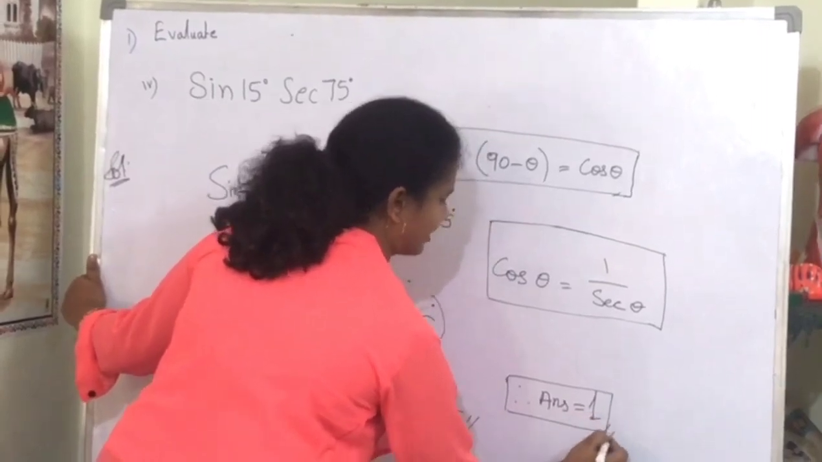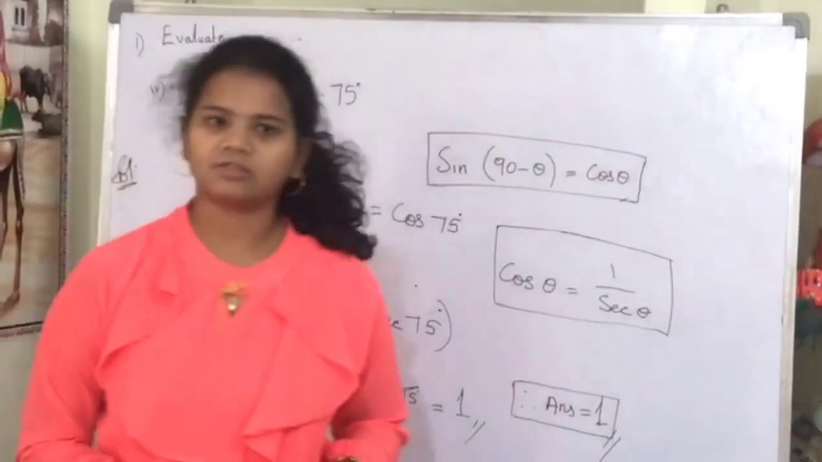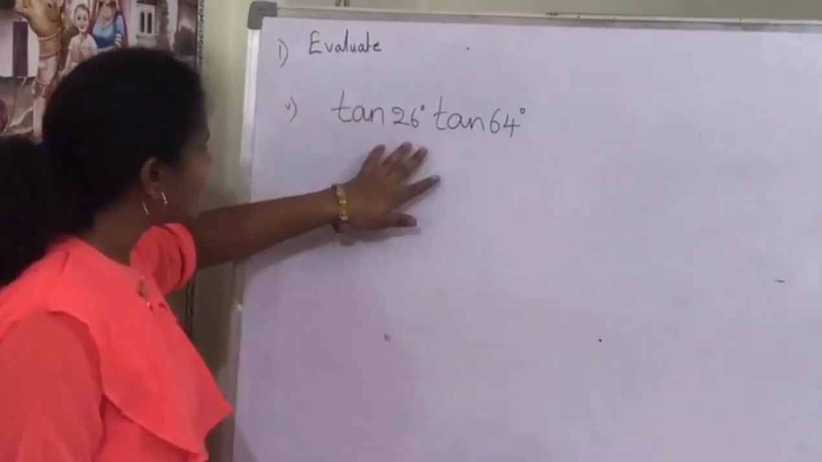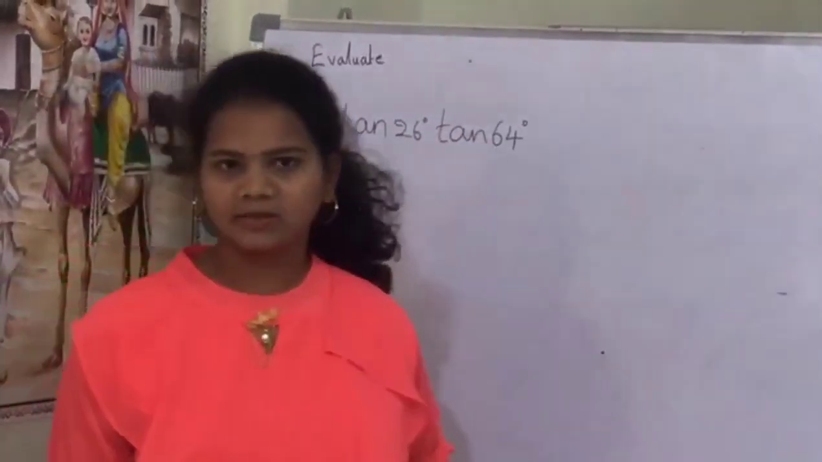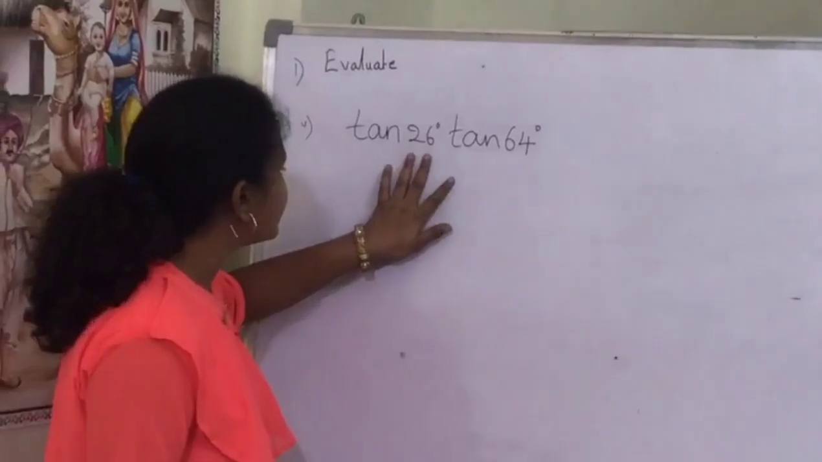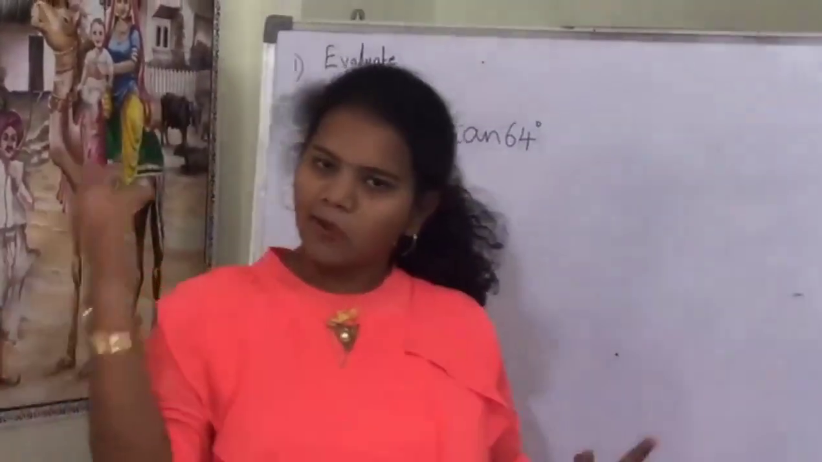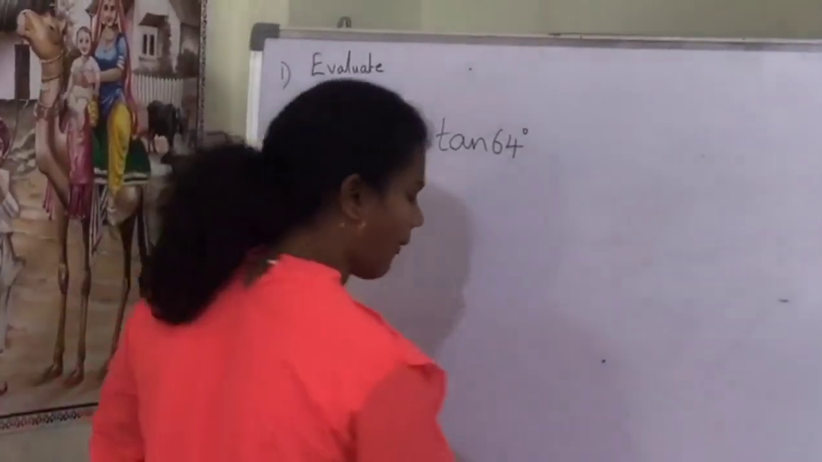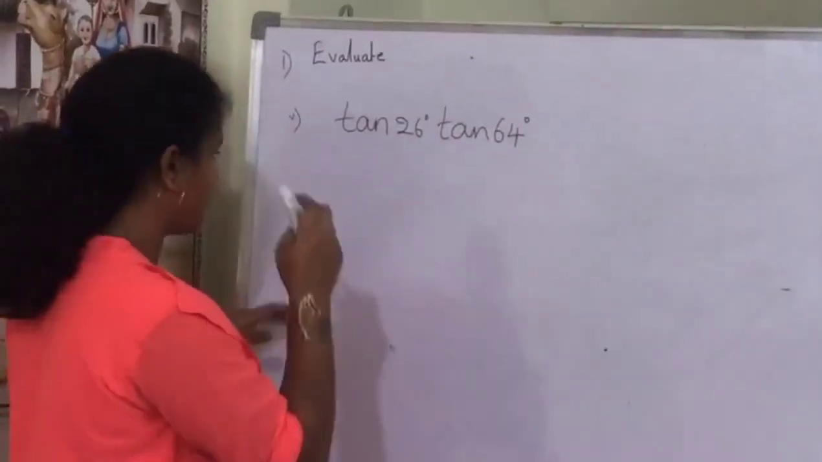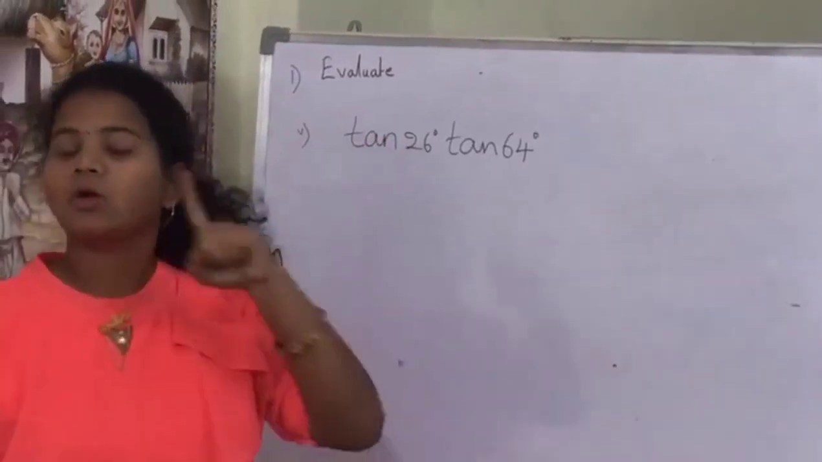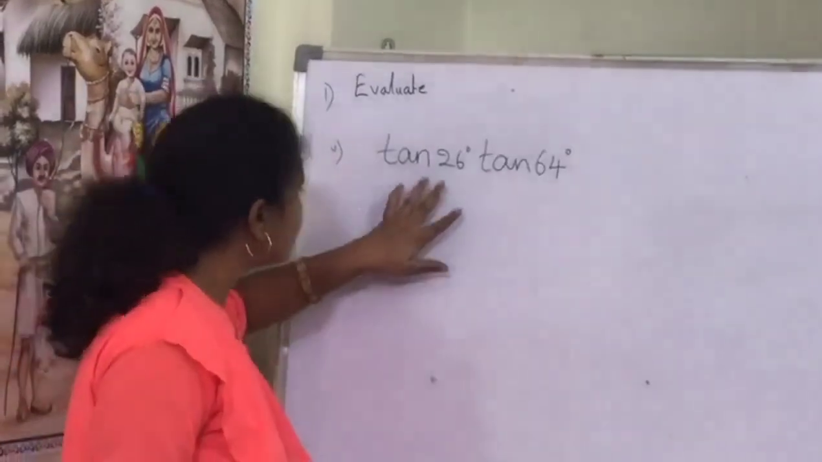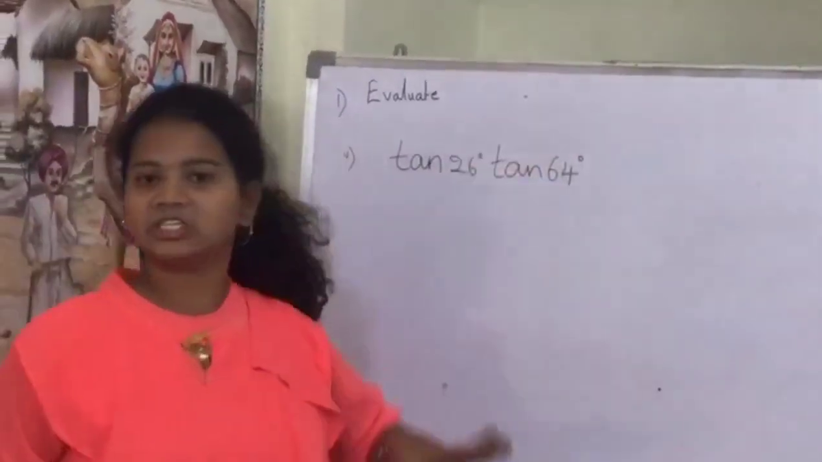Okay. Now done with the fourth question. Now let's solve the fifth question. So here we have tan 26 into tan 64 degrees. Okay, so when we add 26 degrees and 64 degrees, 26 plus 64 gives us 90 degrees. As we can solve with complementary angle, where here we must convert only one angle into cot. Okay, we can either convert tan 26 into cot or tan 64 into cot.